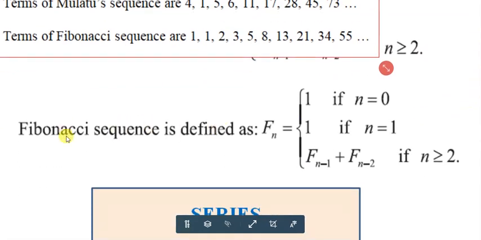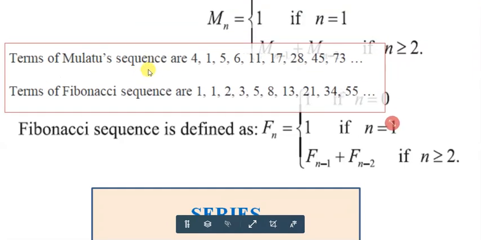Another example of a recursion formula is the Fibonacci sequence. It is defined as Fn is equal to 1 if n is equal to 0, and also 1 if n is equal to 1, and Fn is equal to Fn minus 2 plus Fn minus 1 if n is greater than or equal to 2.